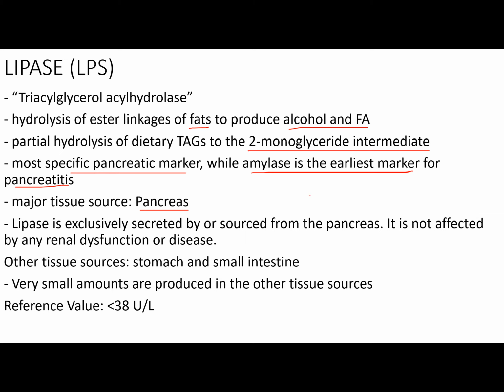So compared to amylase, class, di ba si amylase, aside from the pancreas, could also be found in the salivary gland. But si lipase, class, ang only source niya is the pancreas. It is exclusively secreted, and not affected, class, by any renal dysfunction or disease. Other tissue sources, class, are the stomach and the small intestine. Very small amounts are produced in other tissue sources. The reference value is less than 38 U per liter.